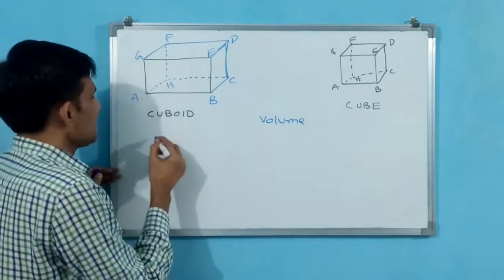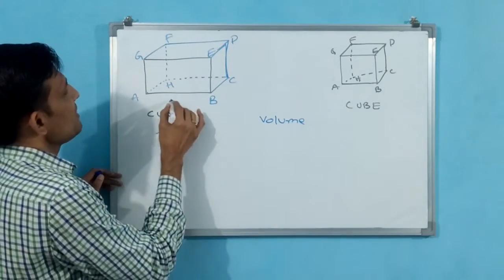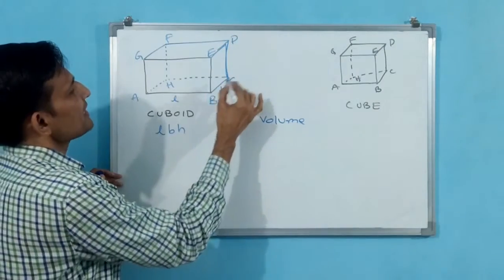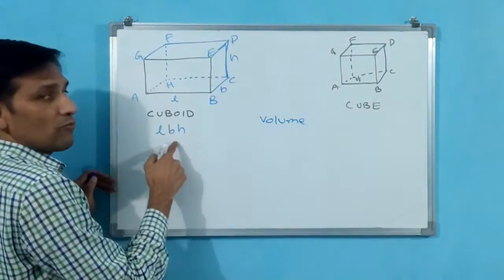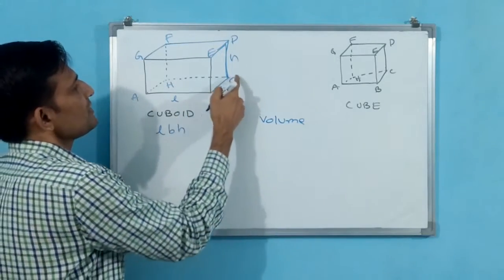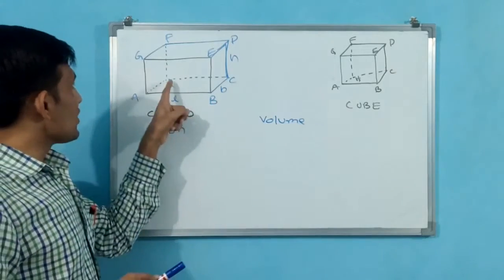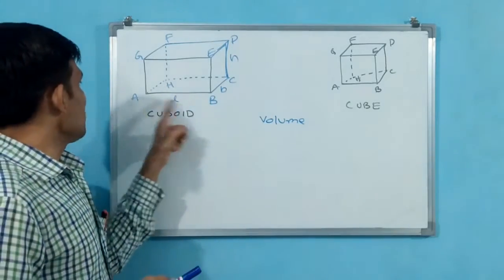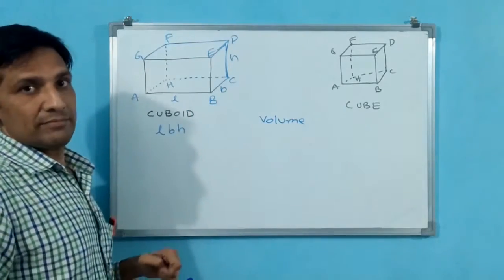Volume for a cuboid is equal to length times breadth times height. Say AB is length, BC is breadth, CD is height. Then volume is equal to AB into BC into CD. See, AB will be the same as HC. AB will be the same as GE. AB will be the same as FD.